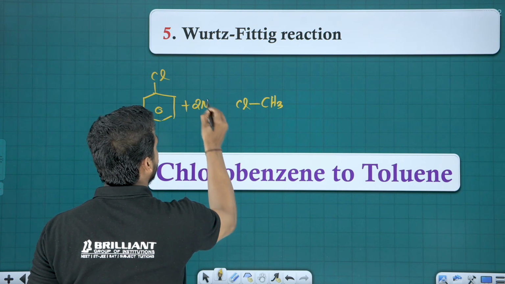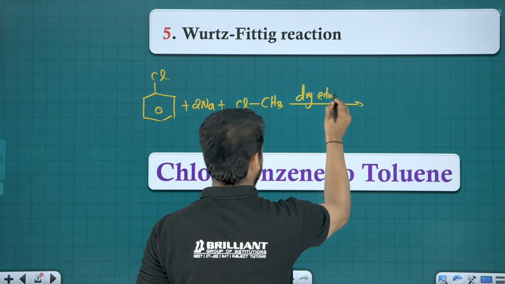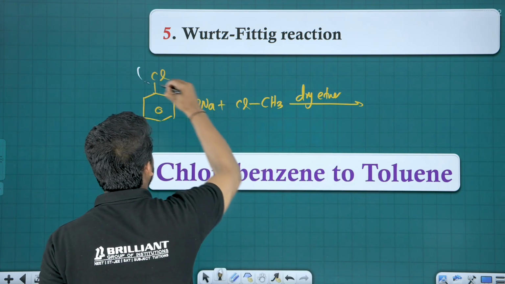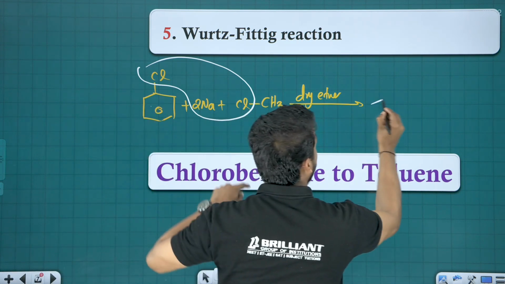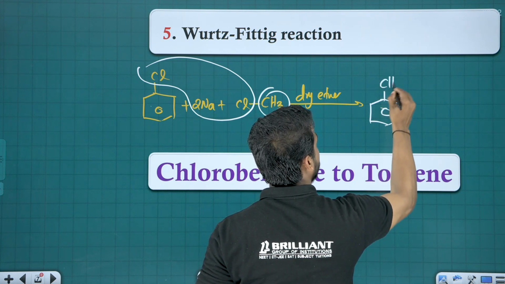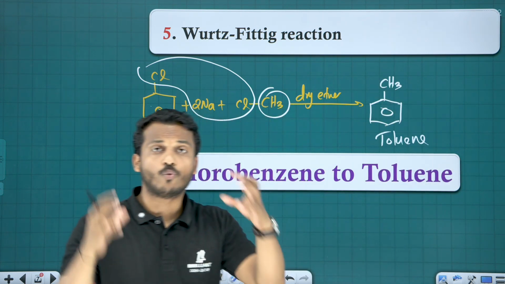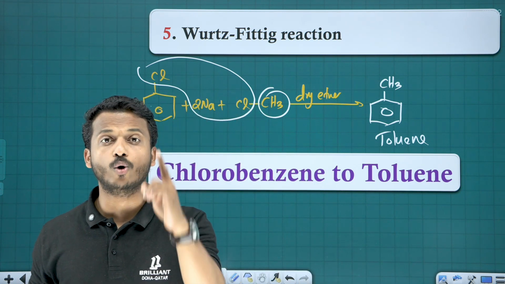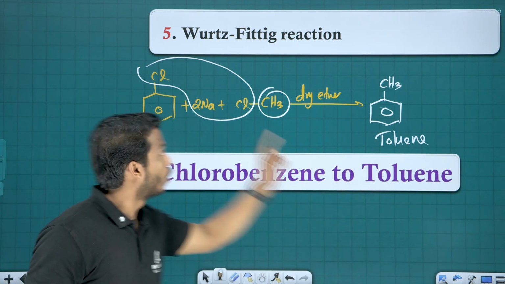Let me react with 2 sodium, in a medium of dry ether. What happened? Tell me, dear. The NaCl is out. And what is here? One phenyl ring is there and it will combine with the CH3. Benzene with the CH3 is called toluene. Right? Toluene. So if you want to join an aryl group with an alkyl group, we have to use Wurtz-Fittig reaction. So chlorobenzene to toluene.